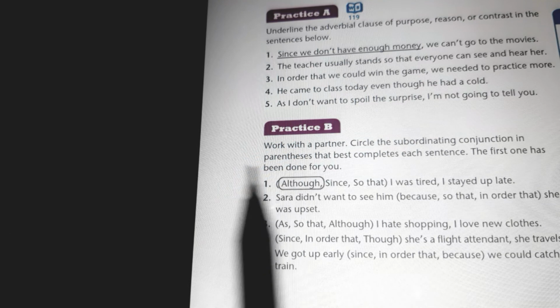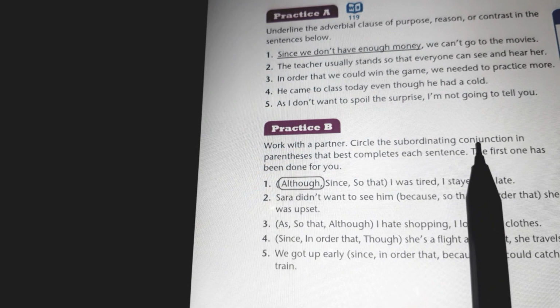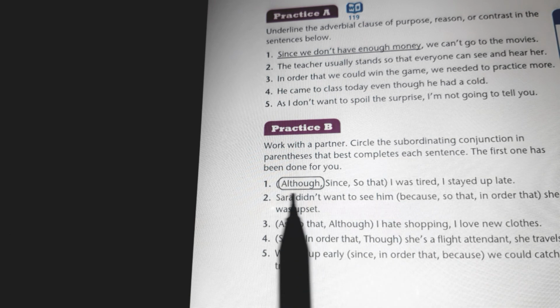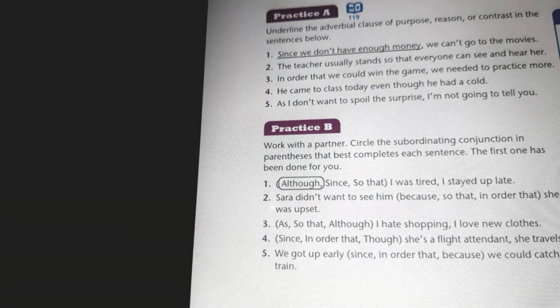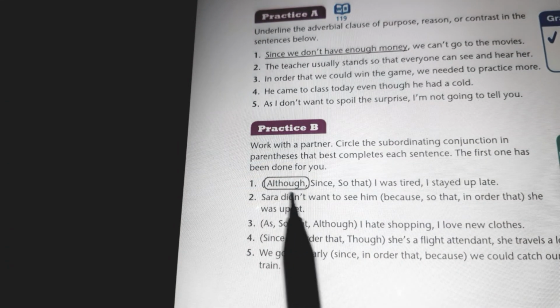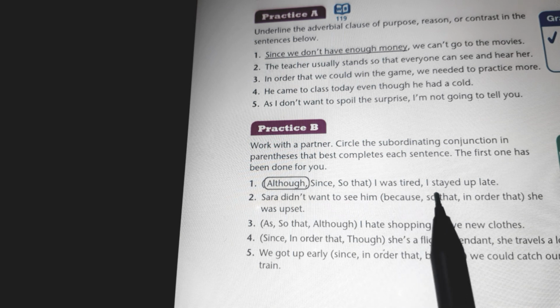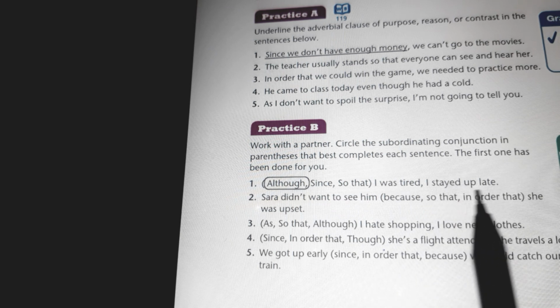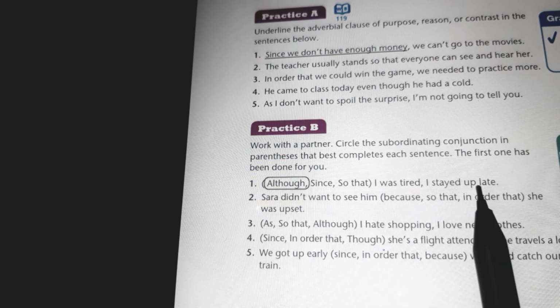Practice number B. In practice number B, you need to circle the subordinating conjunction. Subordinators, I mean words like although, since, so that, the ones we have taken here. Now all you have to do is to circle the subordinator right here. So although, or since, or so that. Although I was tired, I stayed up late. This is an unexpected result. So although will be better to use for this sentence.